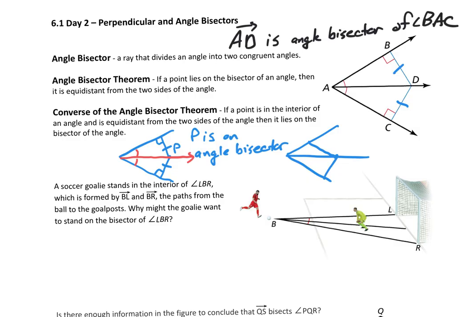If you were the goalie, where would you want to position yourself to give you the best chance of stopping the goal? Right in the middle, right? And right now, he's not really straddling this line right here, okay? He's a little bit to the left of it. So would he be in a good position where he's at right now?